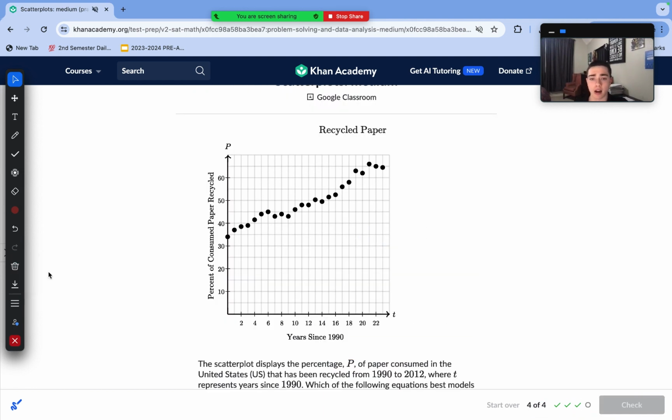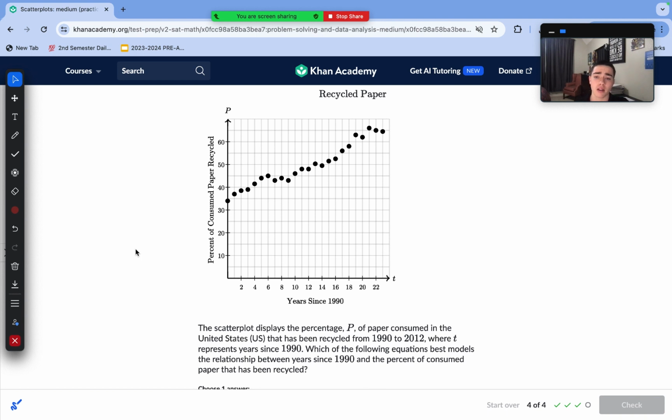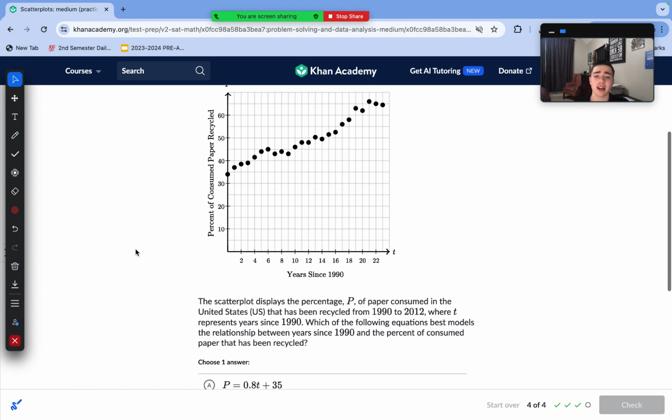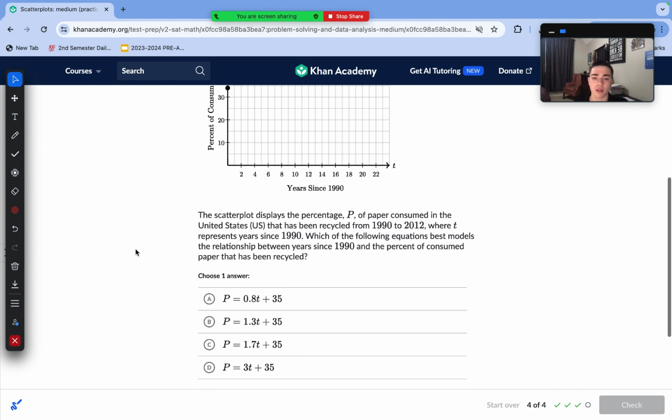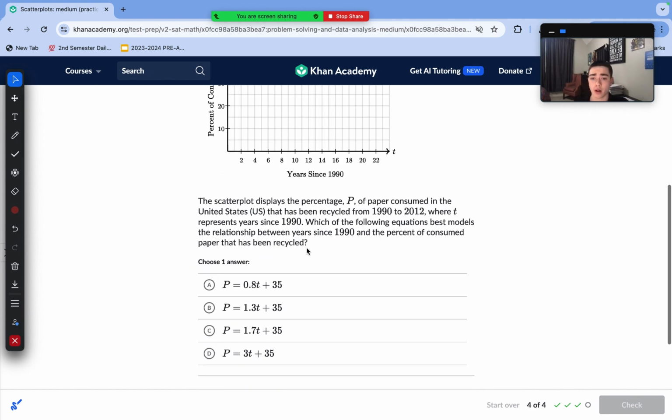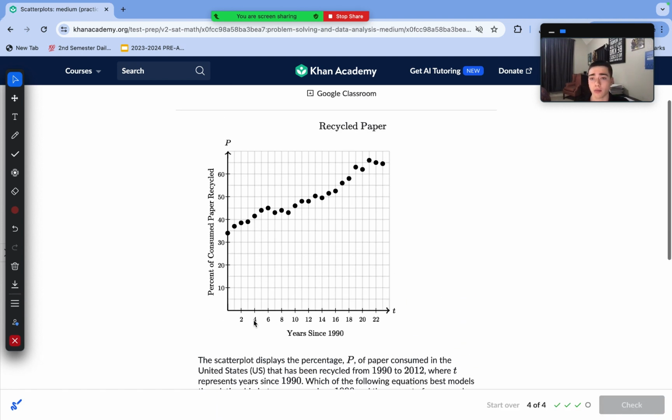Last question. The scatterplot displays the percentage of paper consumed in the U.S. which has been recycled, where t represents the years since 1990. Which of the following equations best models the relationship between years since 1990 and the percent of consumed paper that has been recycled? This question is very similar to question number 1, but this time we have all the same y-intercepts, so we're just trying to determine the slope.